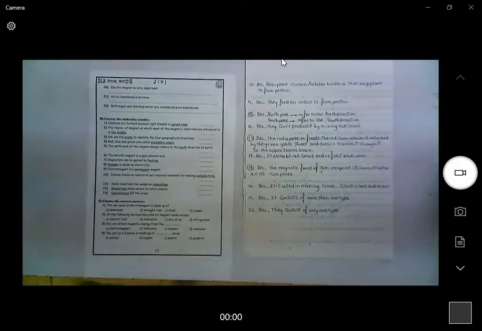20. Electromagnet is very important. Why is the electromagnet very important? Because it's used in making cranes, electric bells, mixers, and disk drives.